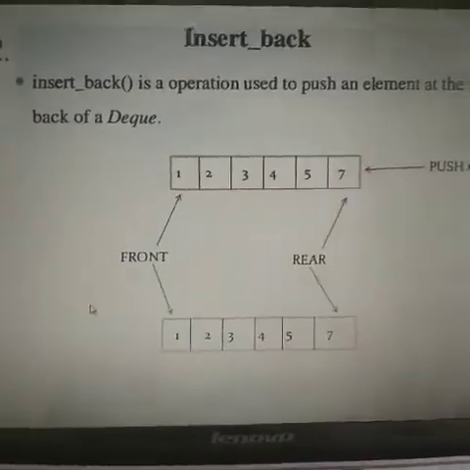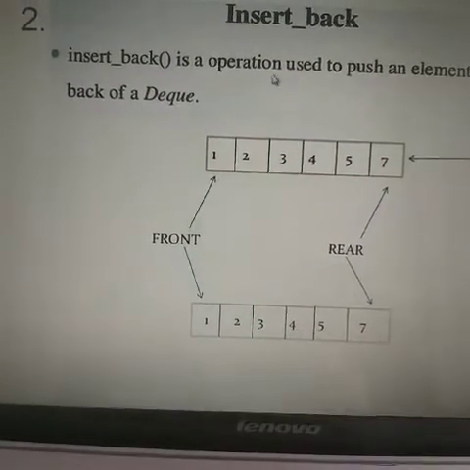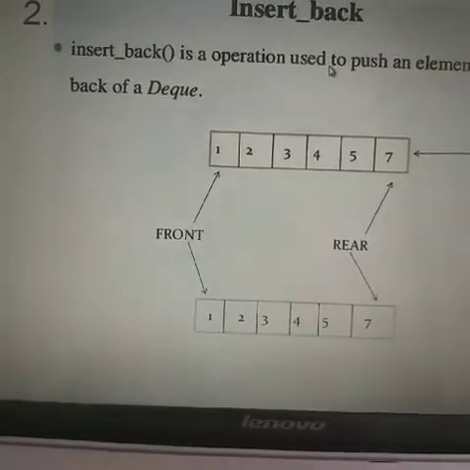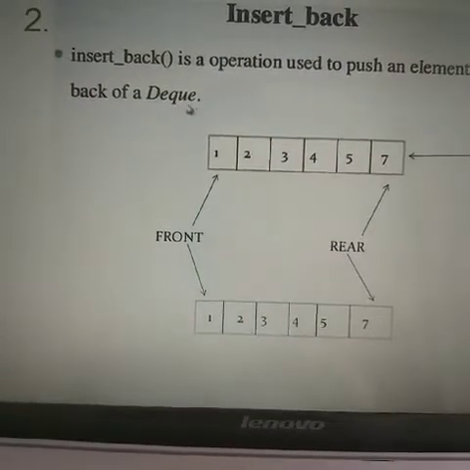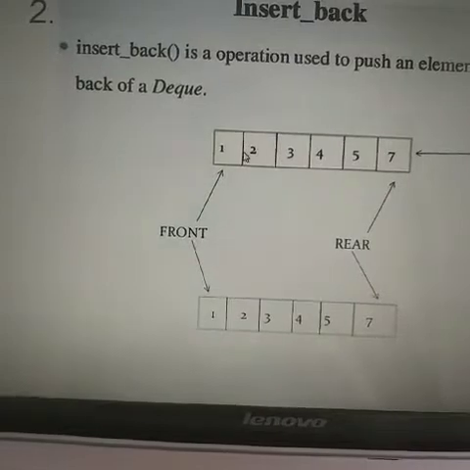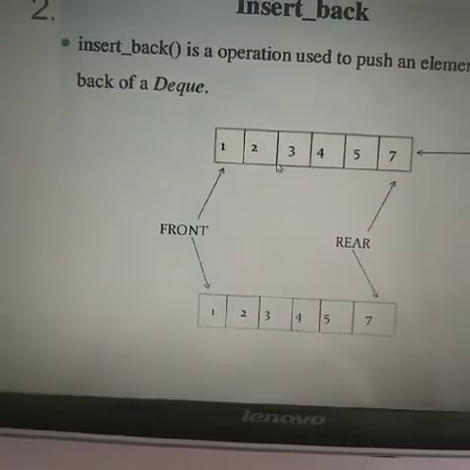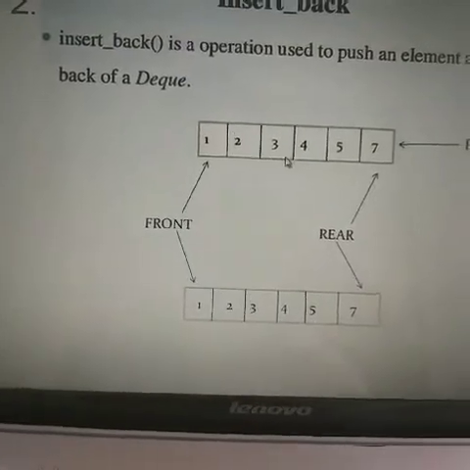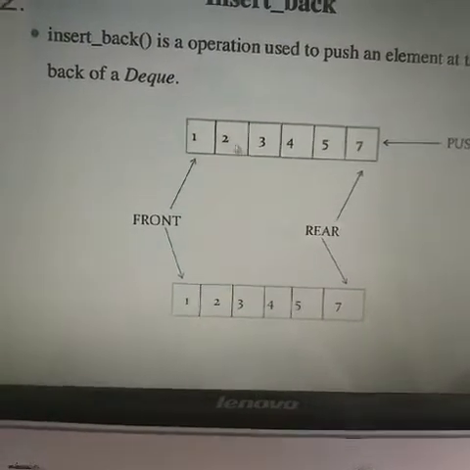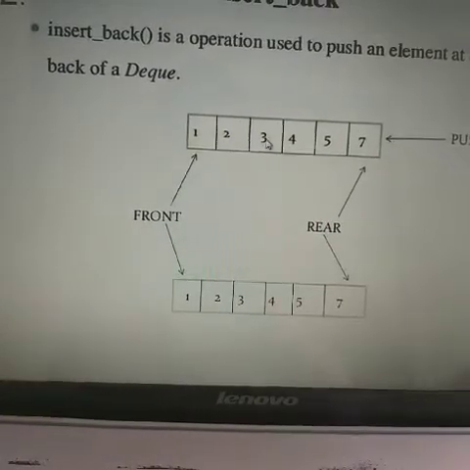So the next operation is the insert from the back. Insert back function is an operation that is used to push an element at the back of the DQ. So we can also insert any element from the back, that is the tail part, in case of a double-ended queue. If we have an example like the elements 1 2 3 4 5 and 7, then the queue size is 6.